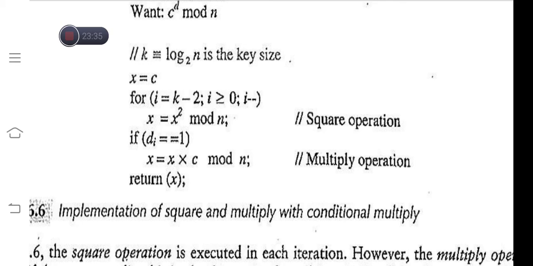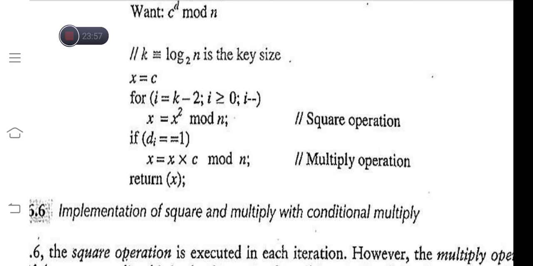We know that by using the square and multiply technique, the decryption key can be represented in binary representation in terms of zeros and ones, and wherever the positions in that binary representation are 1, we will be selecting those positions for the multiplication purpose. So that is applied here.